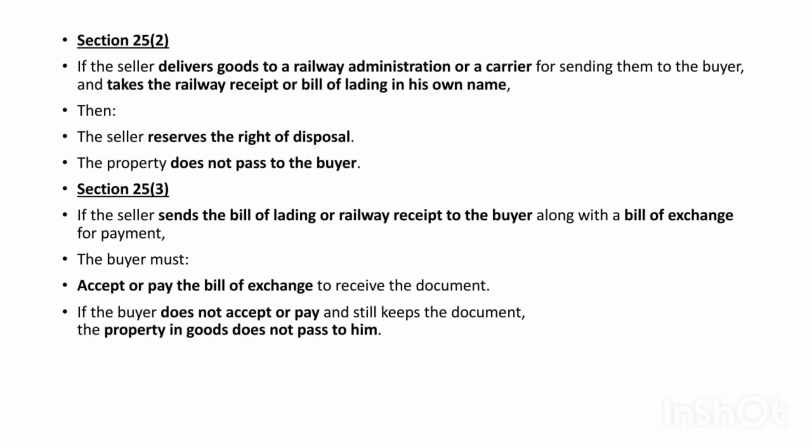If the seller sends the bill of lading or railway receipt to the buyer along with the bill of exchange for payment, the buyer must accept or pay the bill of exchange to receive the document. So section 25 subsection 2 and subsection 3 are used heavily in export, import and credit sales. Seller uses transport documents to keep control till he gets paid.